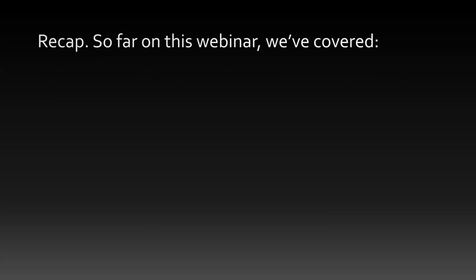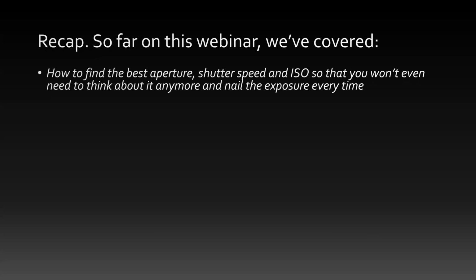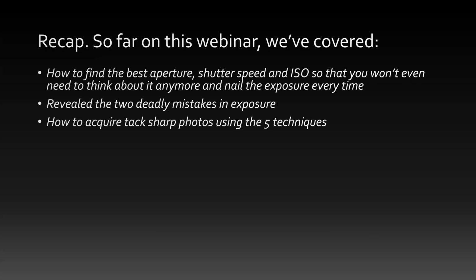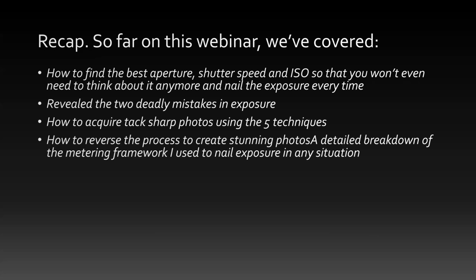So anyways, just a quick recap, right? So far in this webinar, we've covered how to find the best aperture, shutter speed, ISO. We covered a lot of stuff, right? And reviewed the mistakes, like the sky background and the dark background with the white bird, how to acquire texture photos using five techniques, how to reverse the process, right? Try to look back into the grandmasters, the grand prize winners, the category winners, and what are the ingredients, right?